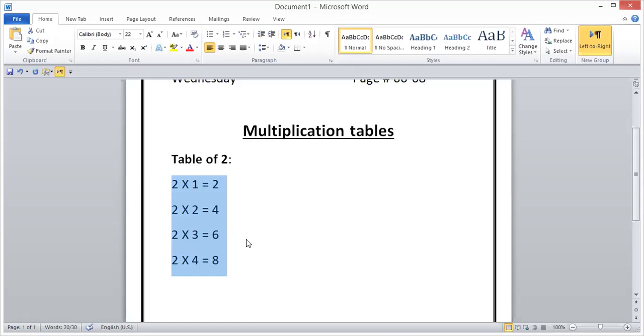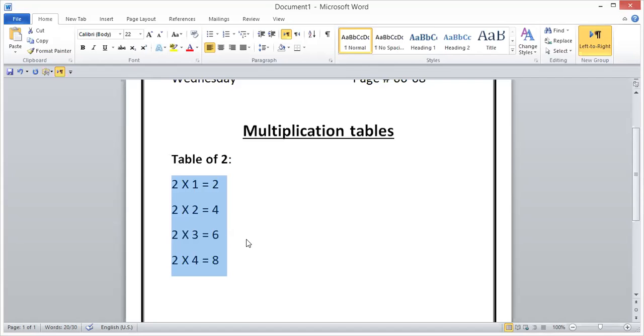2 times 3 equals 6. 2 times 4 equal 8. Good. Repeat again. 2 times 1 equal 2. 2 times 2 equal 4. 2 times 3 equal 6. 2 times 4 equal 8.